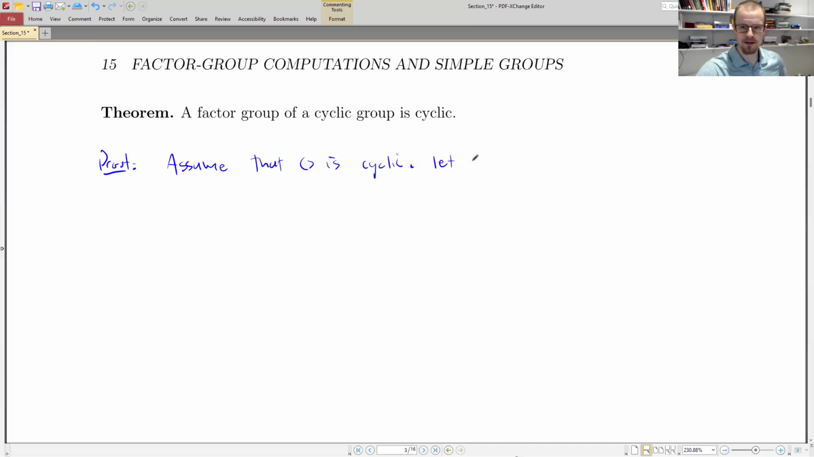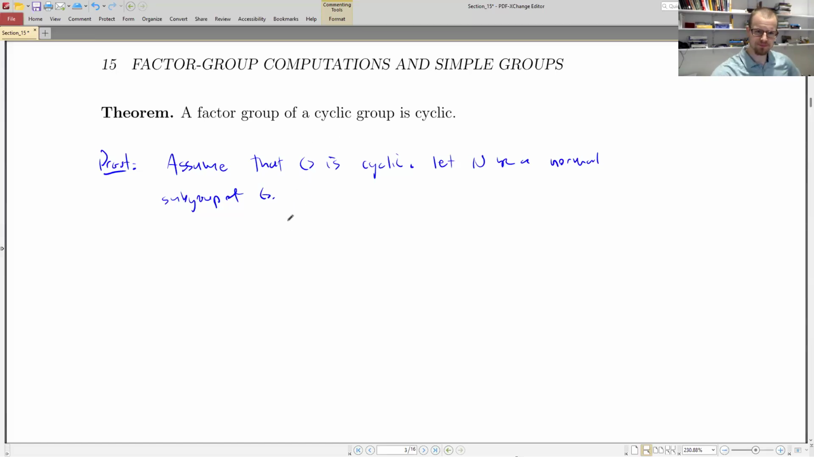Let N be a normal subgroup of G. Now, the reality is that G might only have the trivial subgroups, trivial normal subgroups, that is, and that's okay. That's really not an issue here. But if we have a normal subgroup, we can demonstrate that the factor group is cyclic.